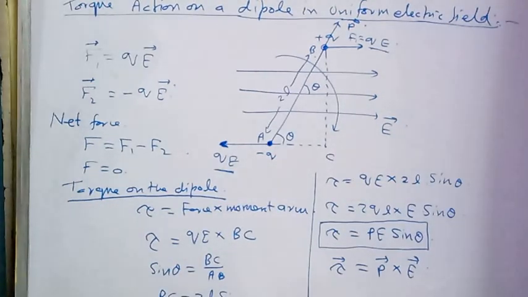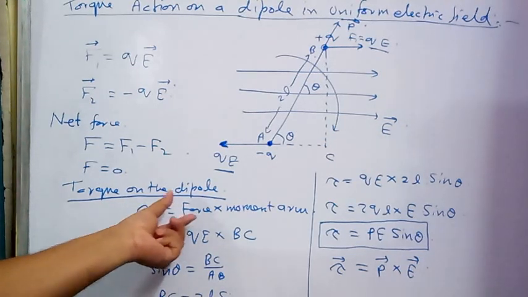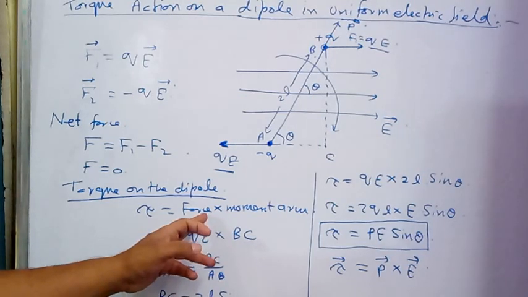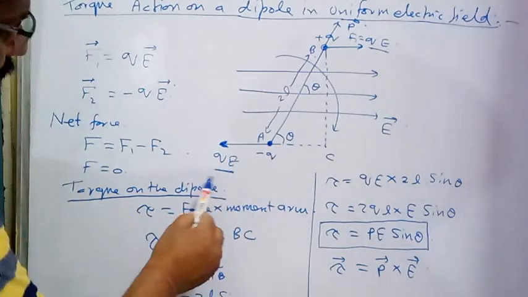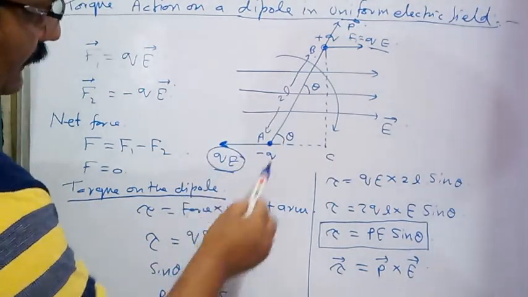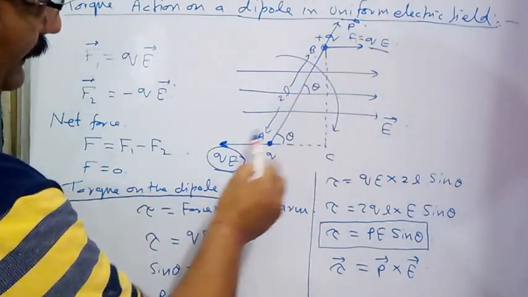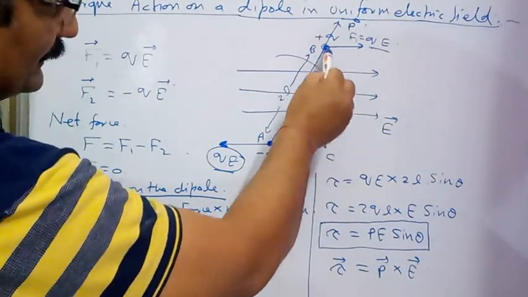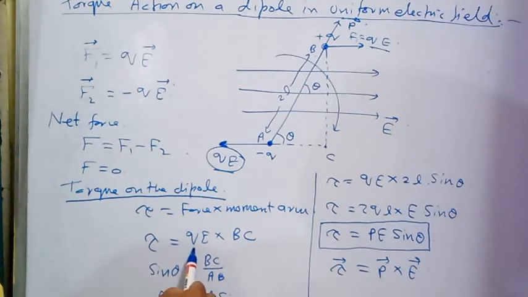Now, how can you find the value of the torque? We know that torque acting on the dipole is either of the forces of the couple multiplied by moment arm. In the figure, force is Q into E. What is moment arm? Moment arm is the perpendicular distance between the lines of action of the two forces. So moment arm in the figure is BC. So what is going to be the torque acting on the dipole? Tau is equal to force QE multiplied by BC.